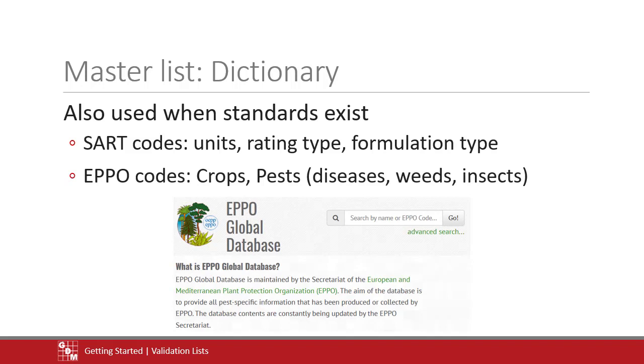EPPO codes define all crops, diseases, weeds, and insects, which are the subject of agricultural experiments. We utilize the EPPO Global Database System, which is available in part to all online, to populate the crop and pest lists in ARM.